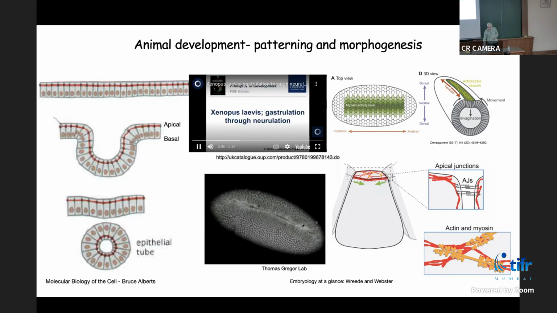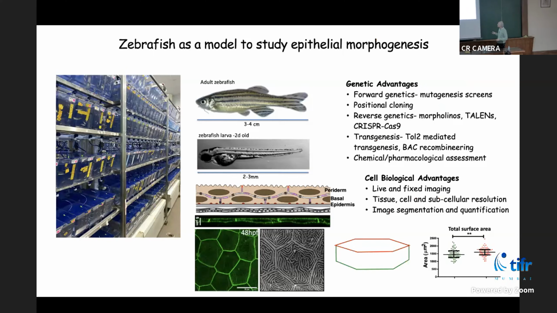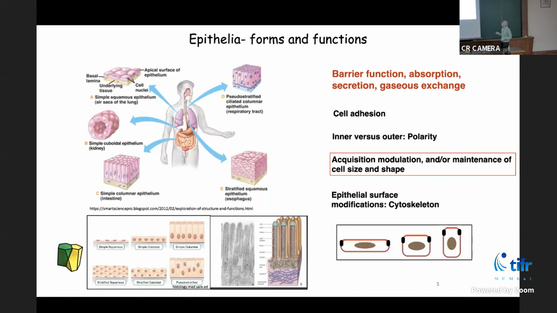So some of the organ systems that have this epithelial organization are depicted here. Your lungs have their inner lining formed of epithelial tissues. Your gut, the inner lining of the gut, is formed of epithelial tissues. And there are many such examples. These epithelial tissues basically act as barriers. They do not let any foreign particles enter your body. And of course, they are also important for absorption, secretion, and gaseous exchange.